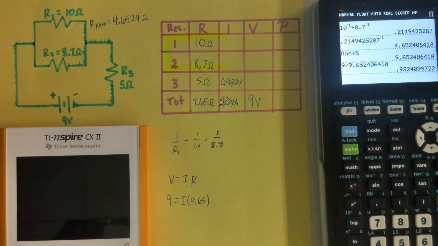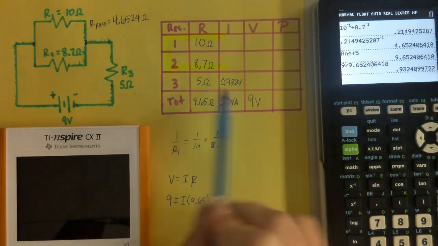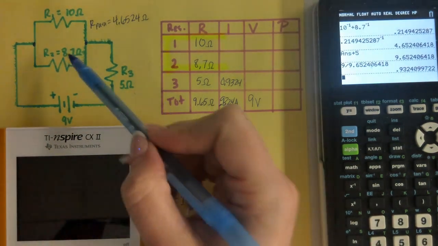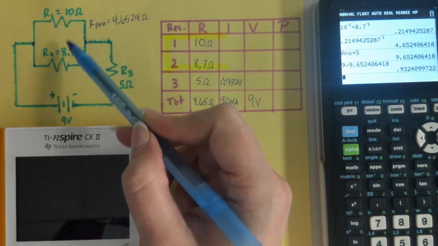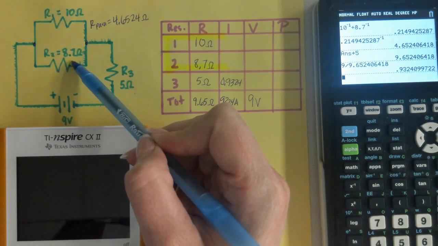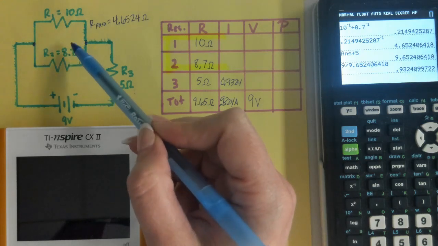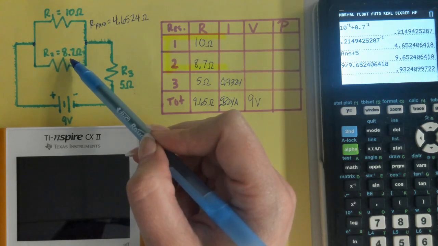0.9324. Okay, and so we have our total current going through here. But in this section it splits. Now these aren't the same value. If they were, it would split half and half, and that'd be easy. I could just divide it by 2. But I know that it's going to split, and it's not going to split evenly because my resistors aren't the same.